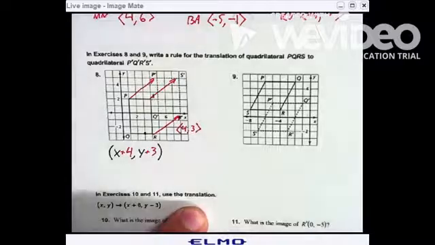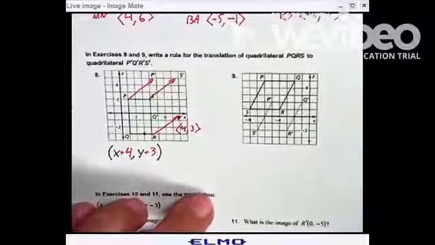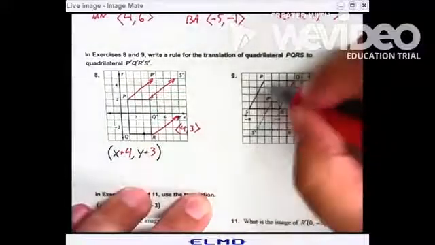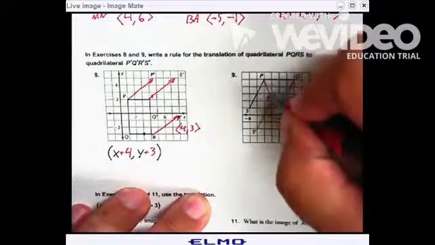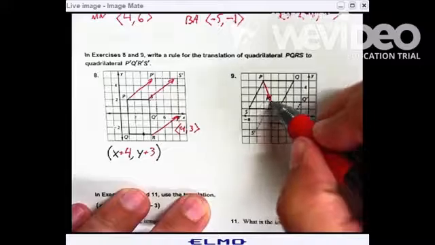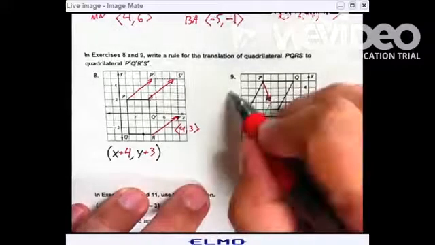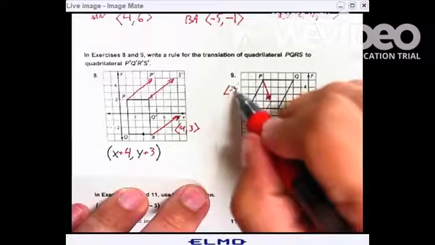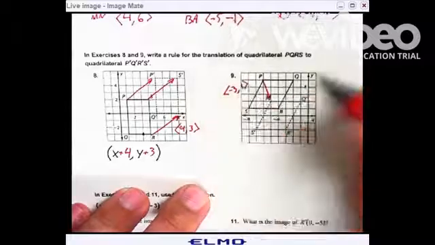Okay, you're back. So let's take a look at this. Let's see. I'm going to draw my vector. I'm going to use point P. Why not? So P, let's see. I went down 3 and over 1. So my component form is -3 and +1.